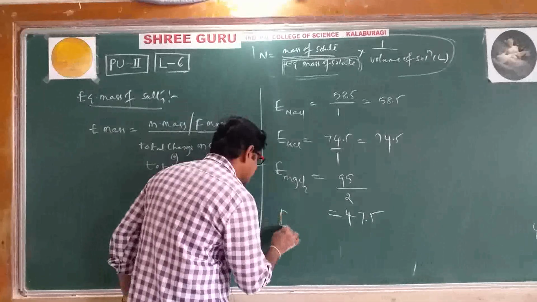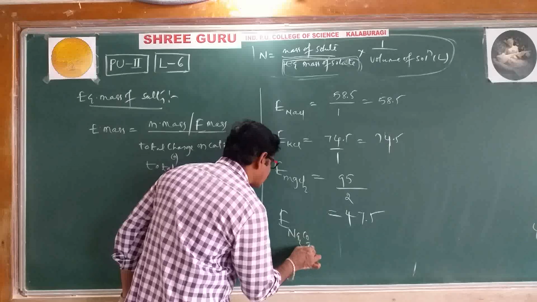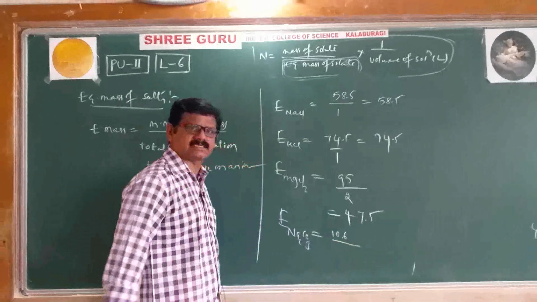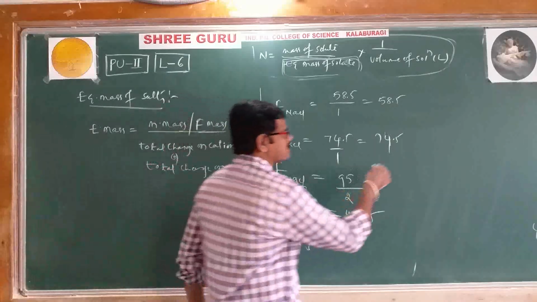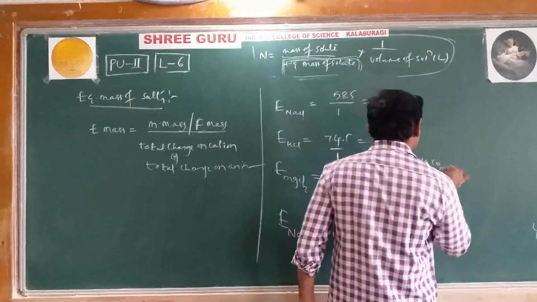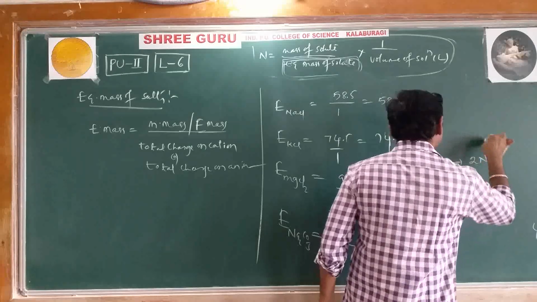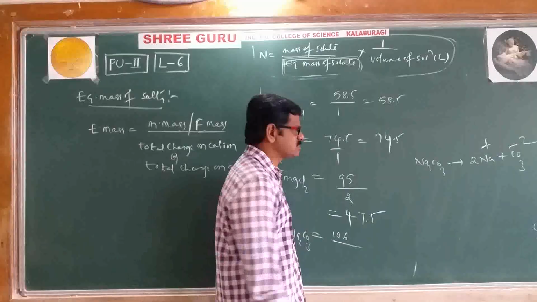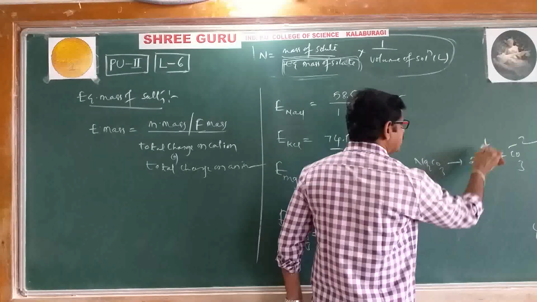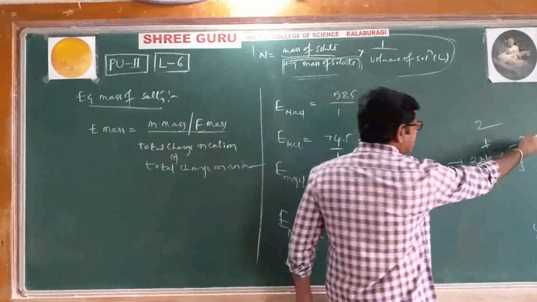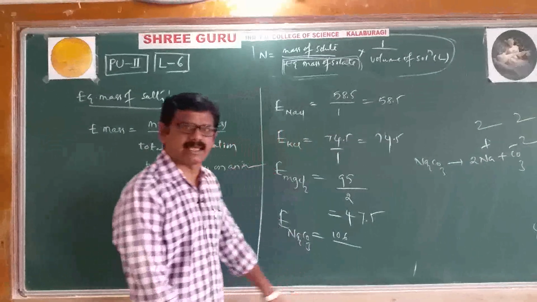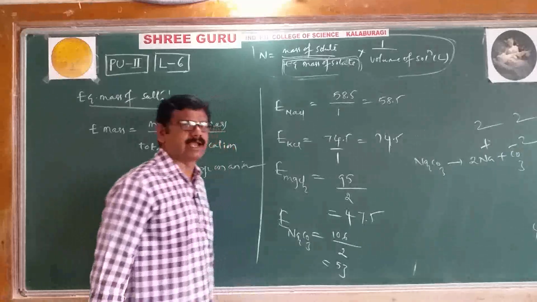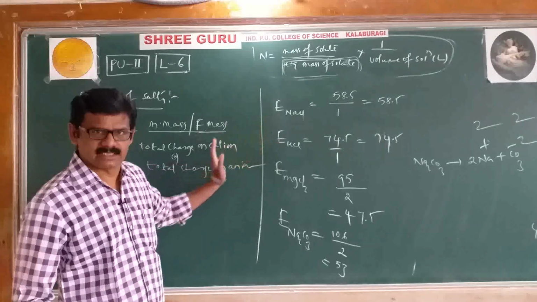One more example, equivalent mass of sodium carbonate. Sodium carbonate molar mass is 106, you just calculate. Then what is the total charge? Sodium carbonate Na2CO3, if it splits, you will get 2 Na plus and CO3 minus 2. Here 2 into 1 is 2, and it is already 2. That's it. Total cation as well as anion charges are the same. So 106 divided by 2, 53 is the equivalent mass. This is about salts.